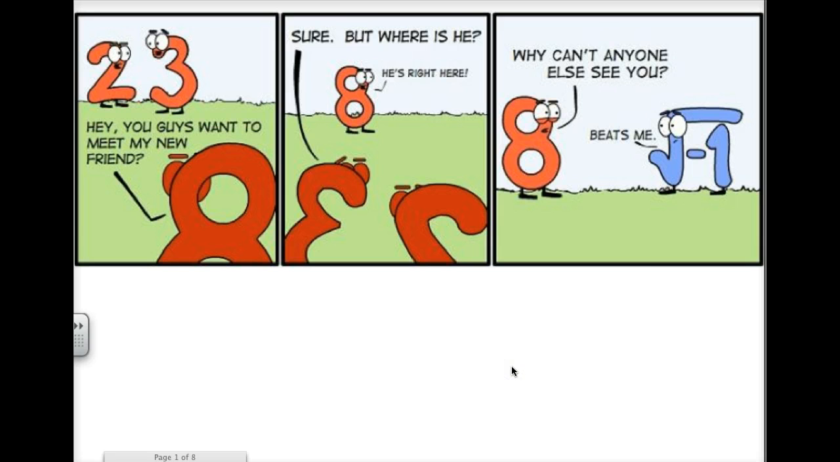We're going to talk about imaginary numbers, and if you understand imaginary numbers, you're going to get this joke. The 2 and the 3 are hanging out. Number 8 says, "Hey, you guys, want to meet my new friend?" And the number 3 says, "Sure, but where is he?" Number 8 says, "He's right here." They look over, and number 8 says, "Why can't anyone else see you?" And the square root of -1 says, "Beats me," because the square root of -1 is actually imaginary.